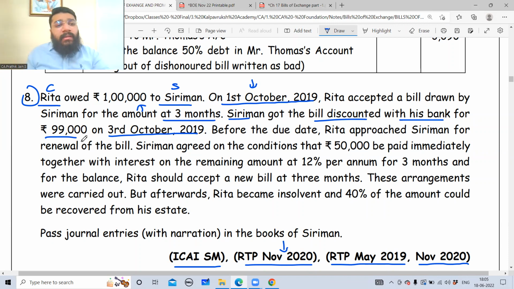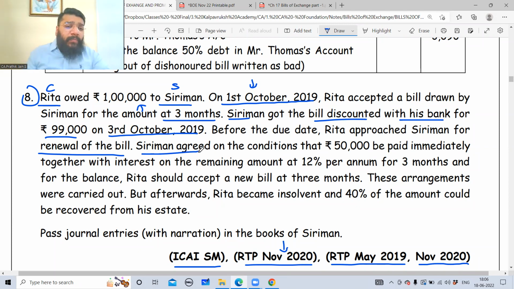Tell me one thing, guys. The bill is for 1 lakh. Then how can you get it discounted for 99,000? So what happened to the balance 1,000? Discounting charges. Before the due date, Rita approached Siri for renewal of the bill. Renewal of the bill means, can I say, cancellation of the bill? Cancellation of the bill means, can I say, dishonour entry? So you have to pass the dishonour entry.